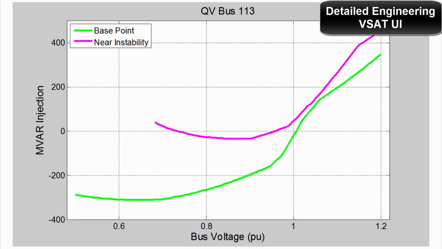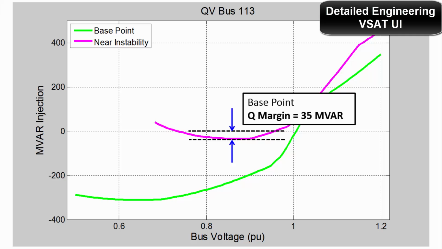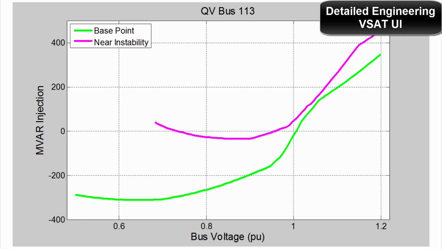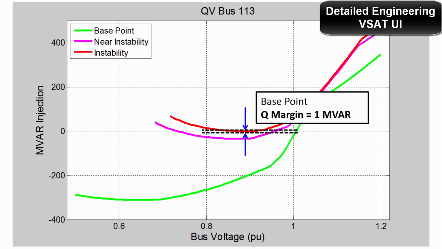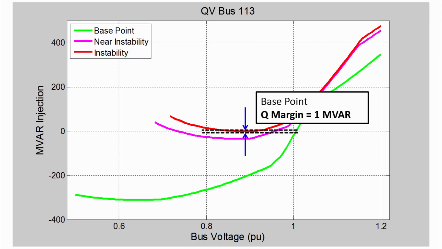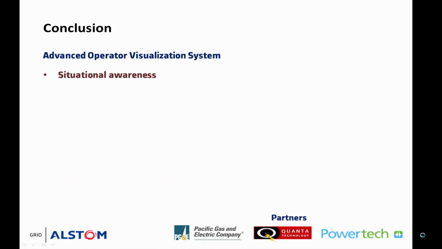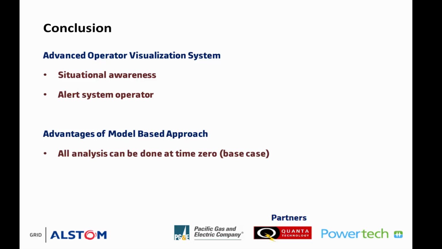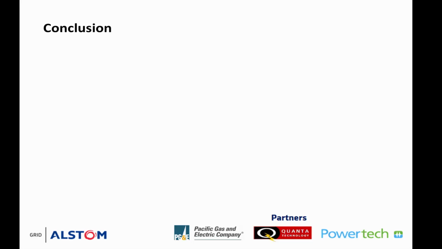Now we move to the second point, which is near instability. As expected, the margin is now significantly decreased to 35 megavar. Lastly, we move to the final point, which is the point just before instability. Here the margin is essentially zero, indicating instability is imminent. In conclusion, what we have shown you is our advanced operator visualization coupled with PowerTech's model-based VSAT analysis offering predictive capabilities from base case conditions.